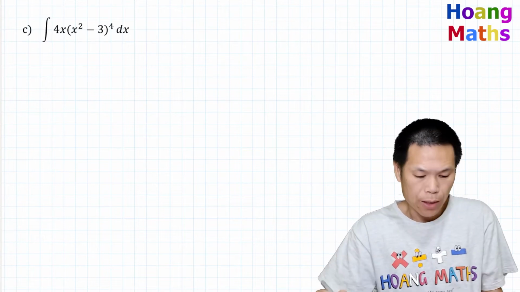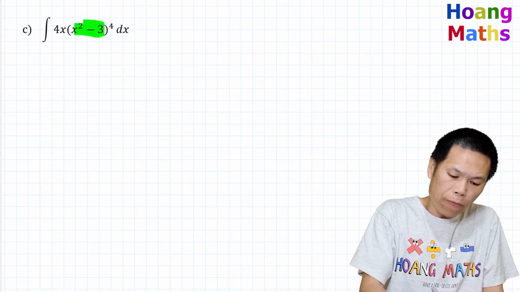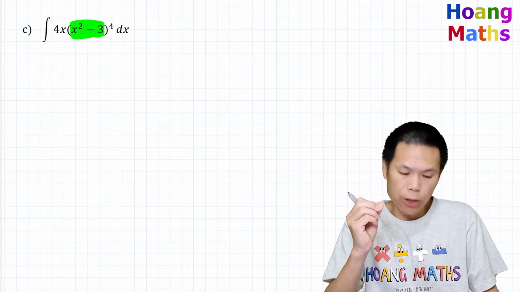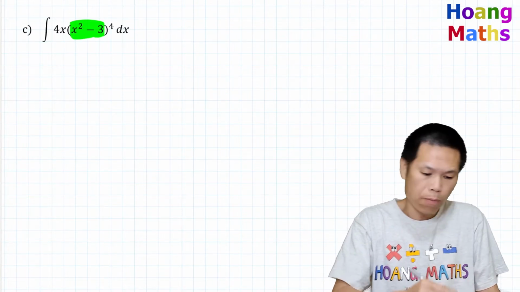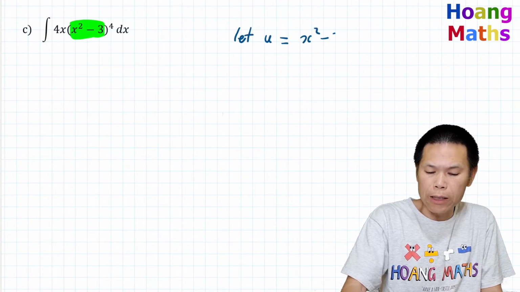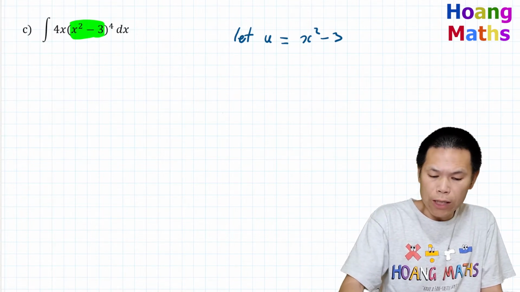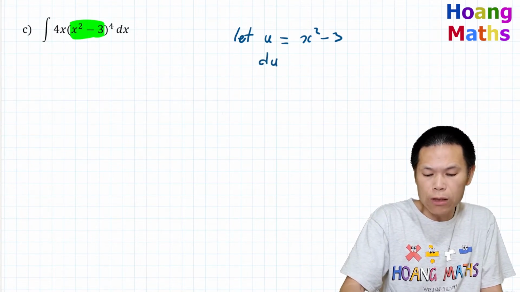Part C. Again, because of x squared minus 3 to the power 4, we let u is equal to x squared minus 3. So we differentiate that. Instead of writing du/dx, I can just write du first, which becomes 2x, and then of course we have dx here.